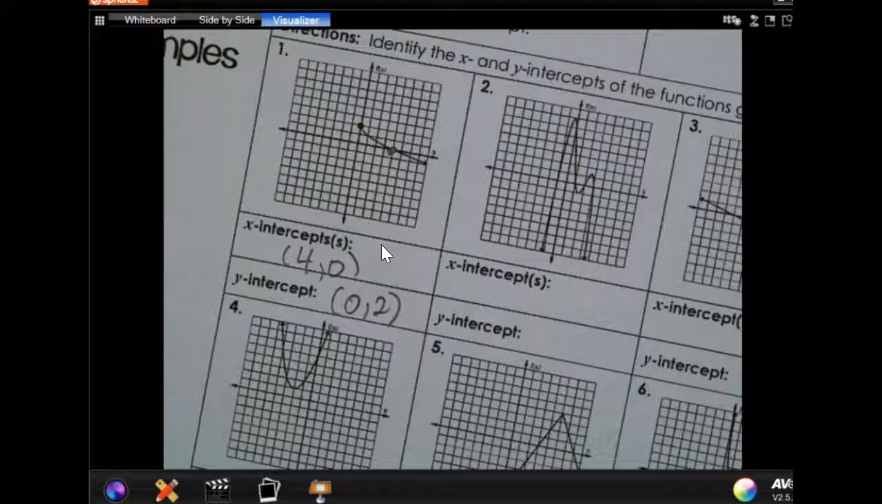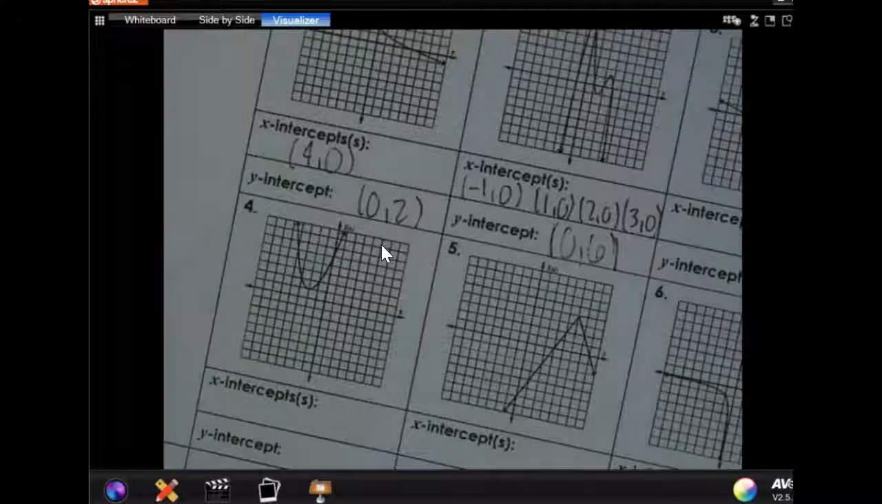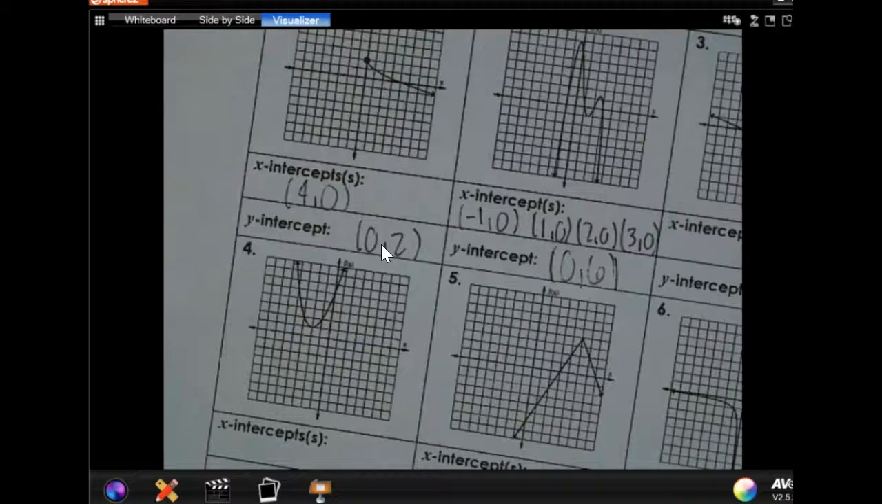Do you have all 4 of them? Yeah, go put yours up there so they can see them. Does anybody have anything different? Okay. Perfect.